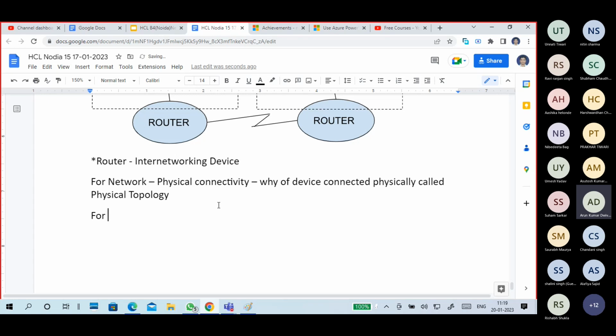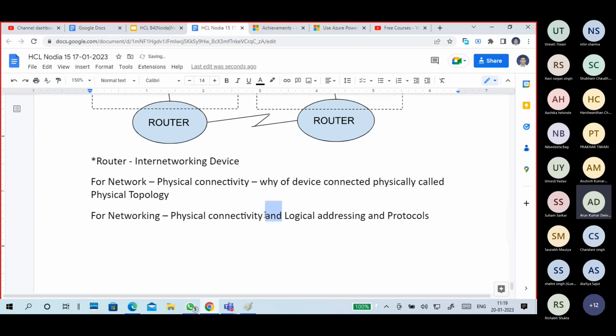Networking means communication. Forget about internetworking and all. Just networking. For networking, we compulsorily need physical connectivity, logical addressing, and protocols.